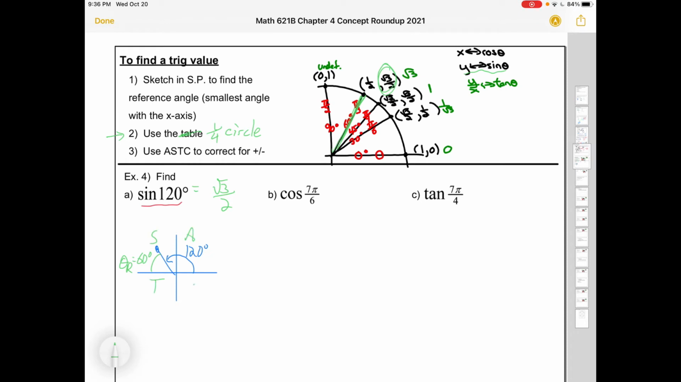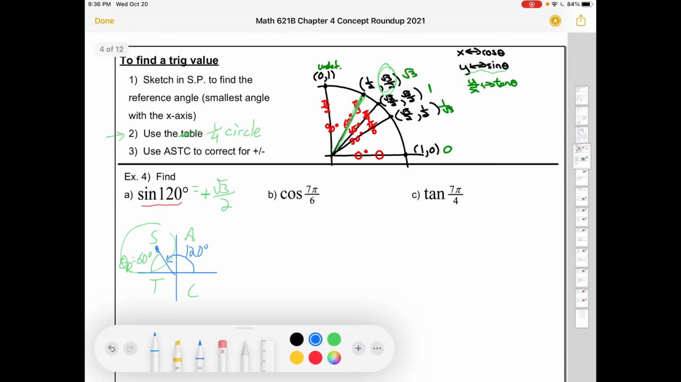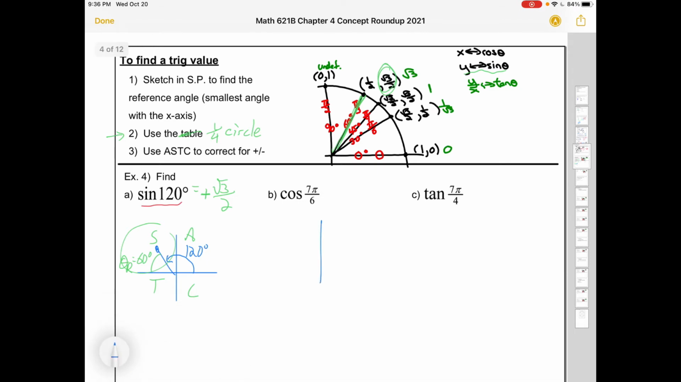So in this quadrant, right here, second quadrant, is sine positive or negative? It's got that big S there. It's positive in this quadrant. So I don't need to write the plus. I'm just making the point here that it's definitely positive. Let's try this for a couple of other ones.